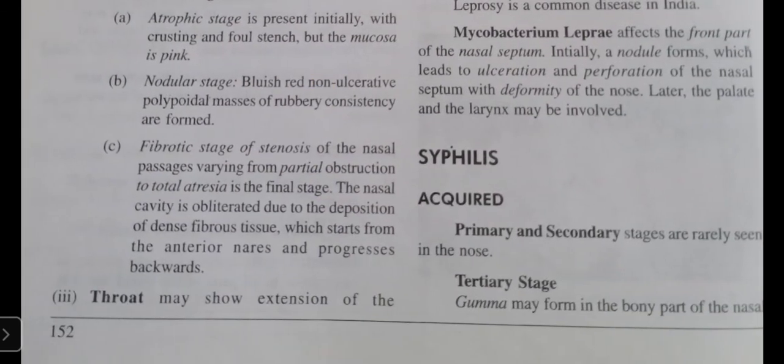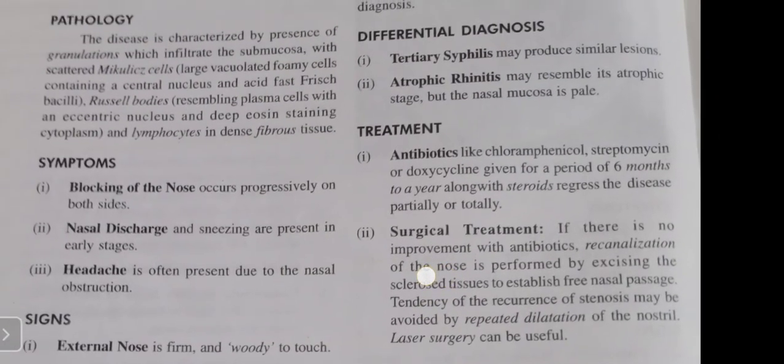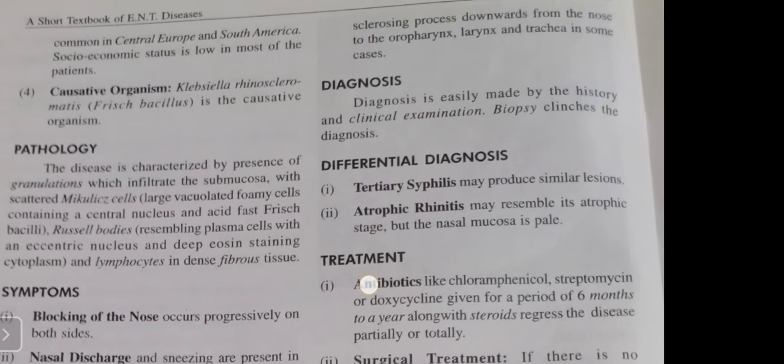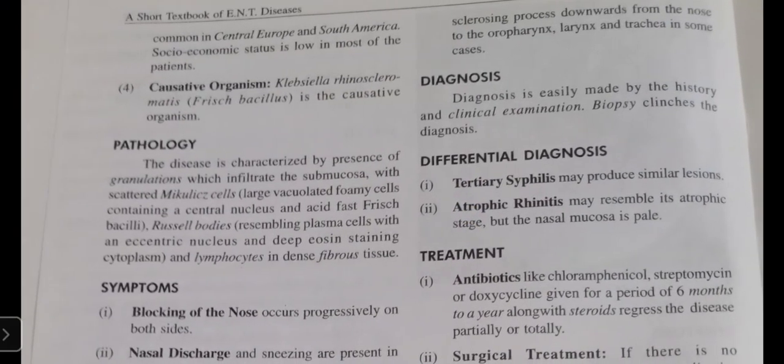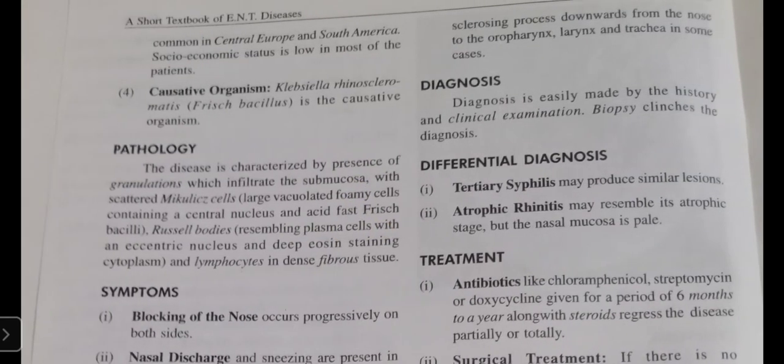The throat may show extension of the sclerosing process. So we have seen this process starts from the anterior nares and goes backward. It affects the full nasal cavity and it may extend to the throat also. So throat may show extension of the sclerosing process downwards from the nose to the oropharynx, larynx and trachea also.